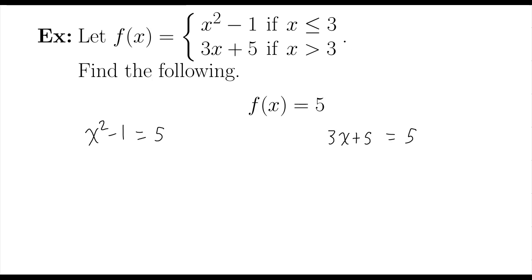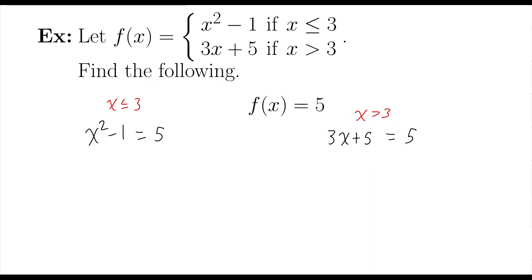So x squared minus 1 is only when x is less than or equal to 3. So any answers I get by working this one out have to be less than or equal to 3 to be included. And for this one on the right, x is greater than 3. So any solution I get here has to be greater than 3 to actually be a solution. All right, so let's solve these.